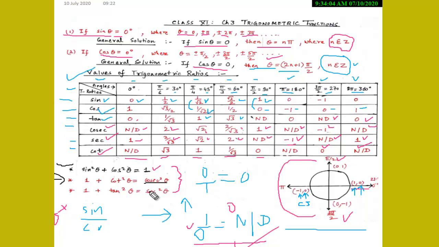And now when we divide sine square theta plus cos square theta equal to 1 by cos square theta, we get 1 plus sine square theta upon cos square theta is tan square theta, and this is equal to 1 upon cos square theta, which is sec square theta. So our third identity is 1 plus tan square theta is equal to sec square theta.